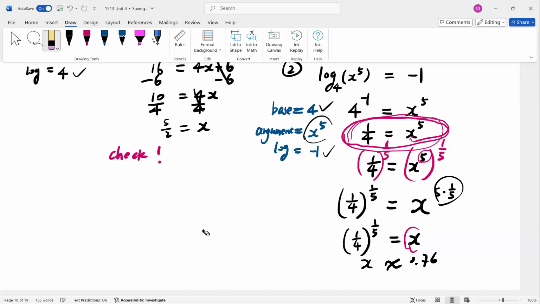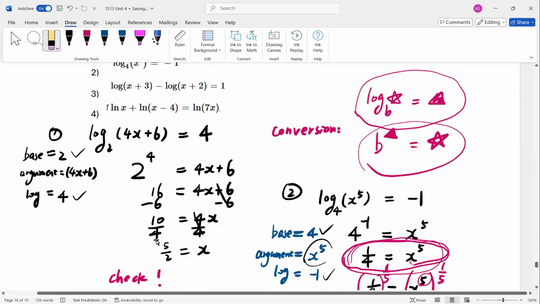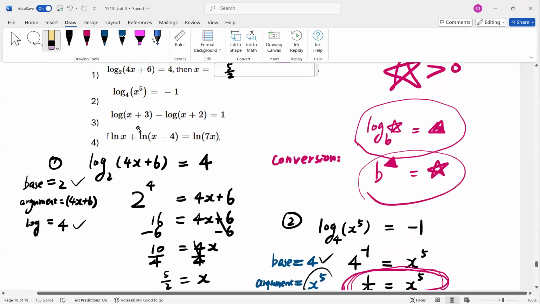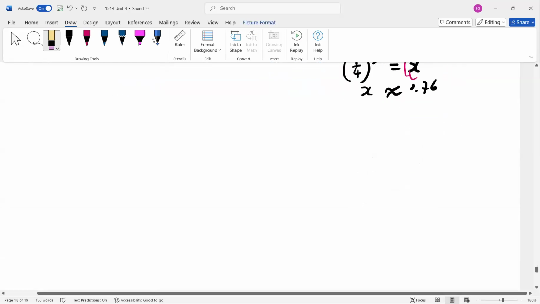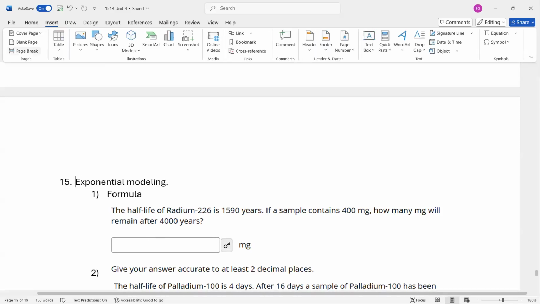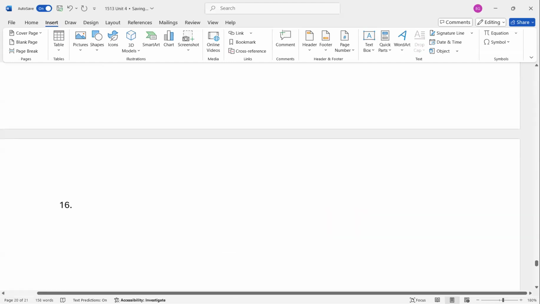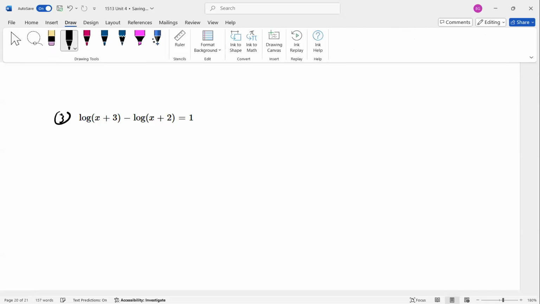Okay, so that is number 2, a little bit more complicated than the first question. Now let's do number 3. Can I copy this? Copy this. I'm going to insert a blank page here. I'm going to do number 3 here.